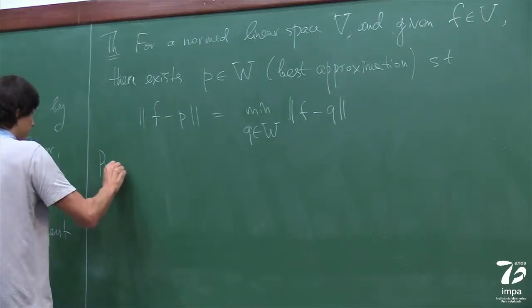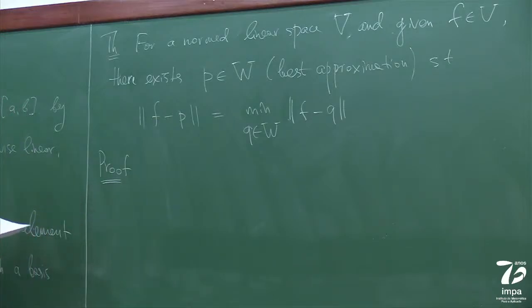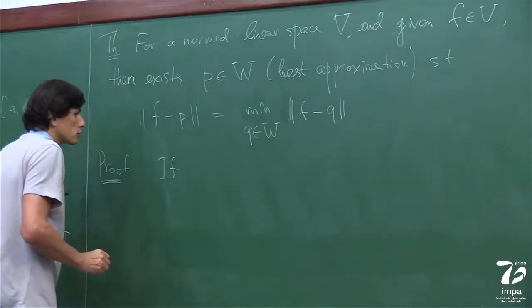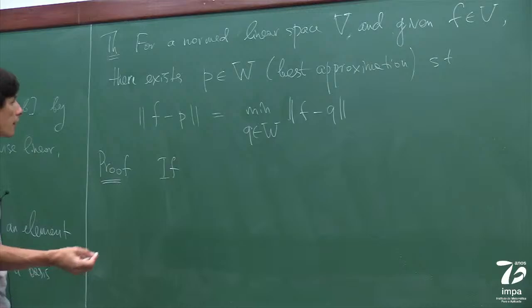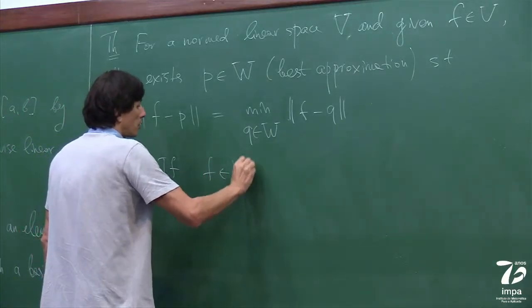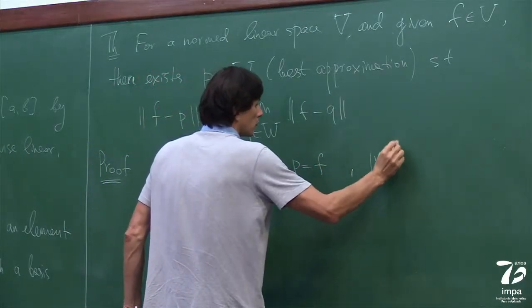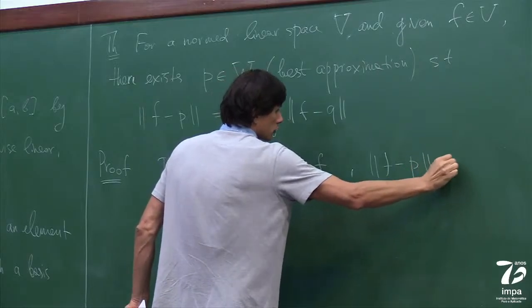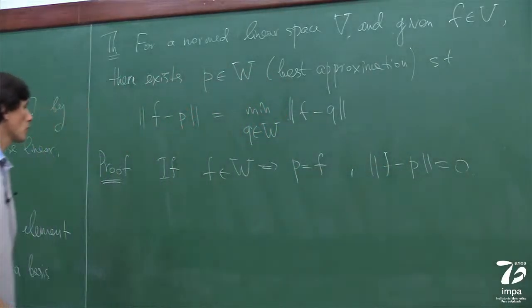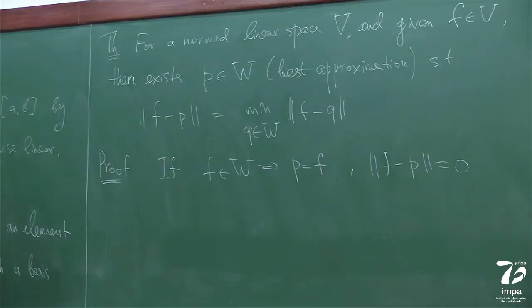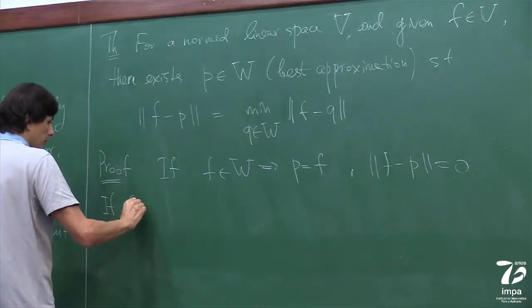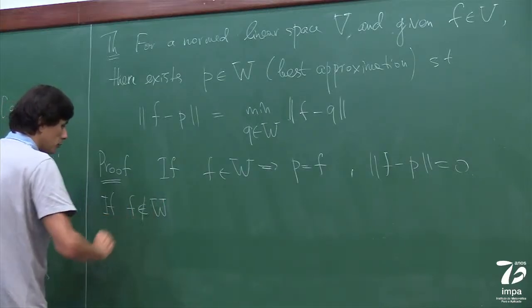So the proof would be, I'll give more or less the idea. There are two cases. The first case is trivial. If f belongs to W, then you just take P equal to f, and the norm of f minus P is 0. So it's already the minimum, since a norm is nonnegative. So this is trivial. Now consider the case where f is not in W.